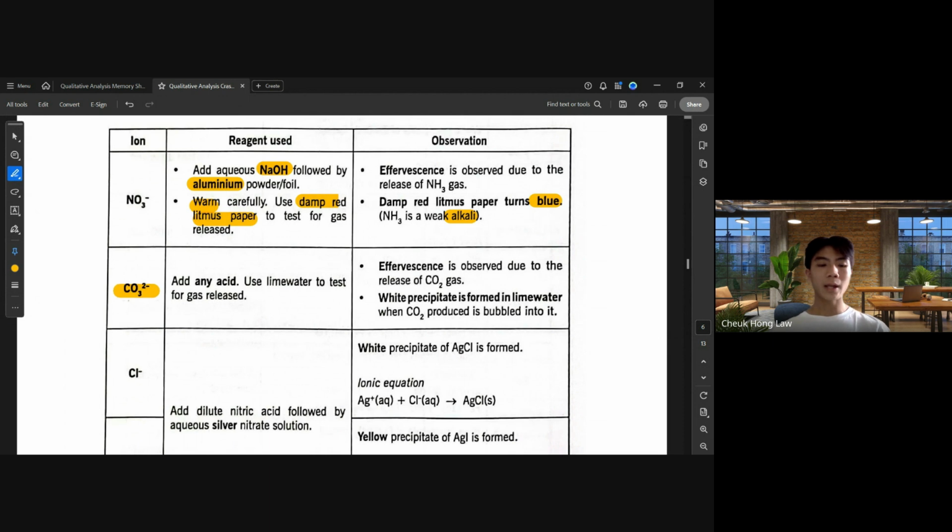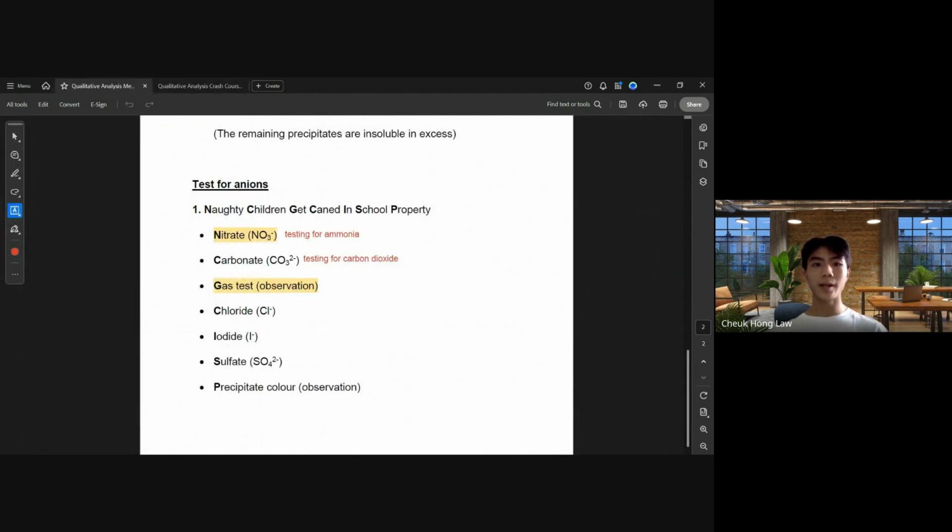Then for your carbonate ions, remember your acid reactions, right? Acid plus carbonate gives you salt, water and carbon dioxide. So if you add any acid to carbonate ions, carbon dioxide will be produced. So how do you test for carbon dioxide? Basically, you bubble the gas formed into lime water. And if carbon dioxide is present, a white precipitate is formed. Okay? So gas test will be for nitrate and carbonate.